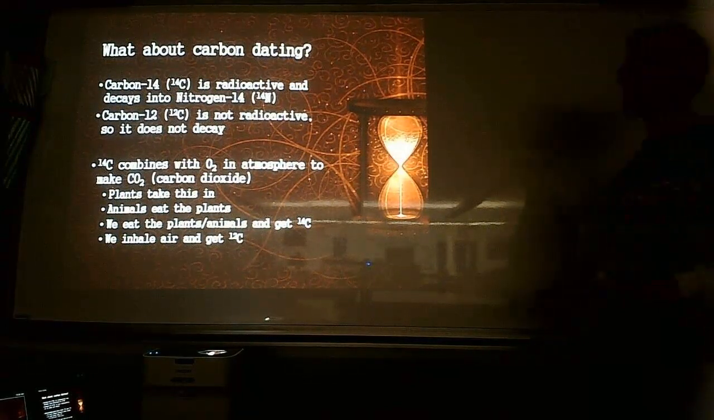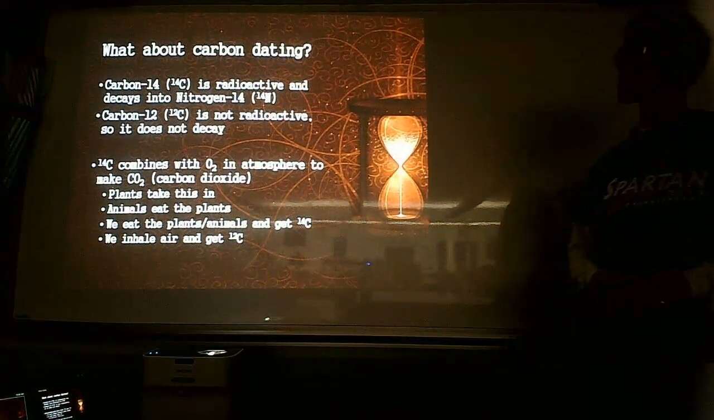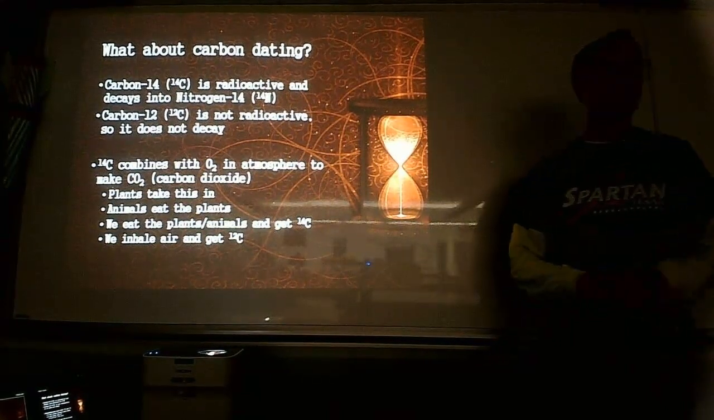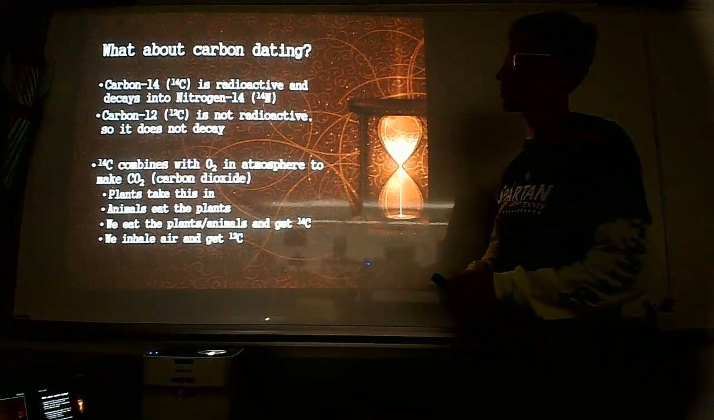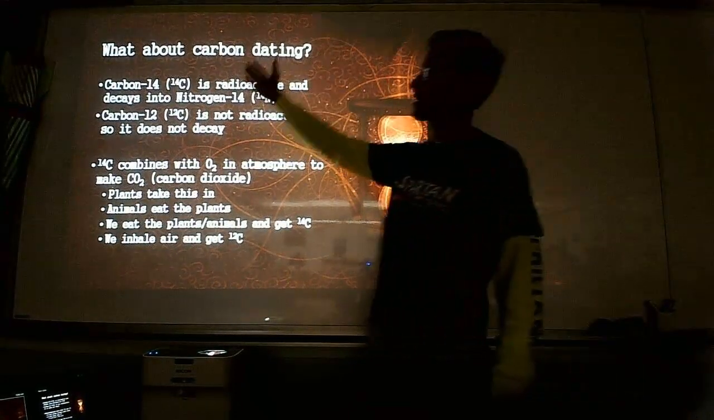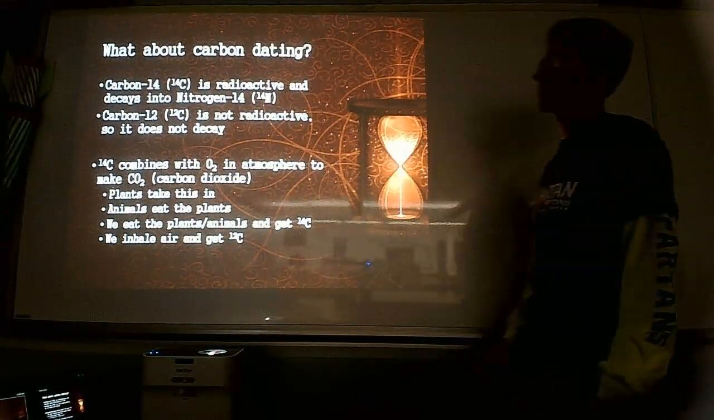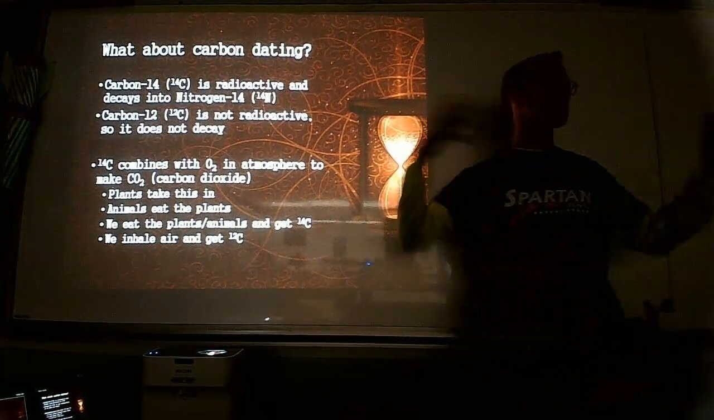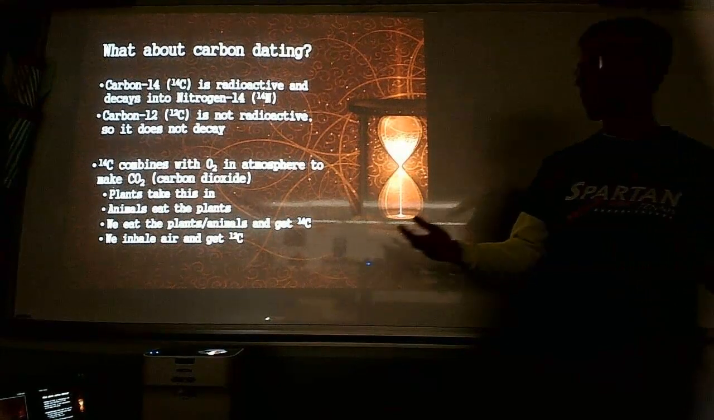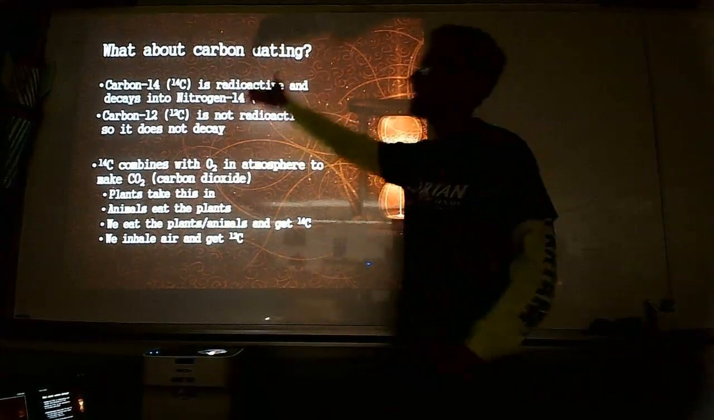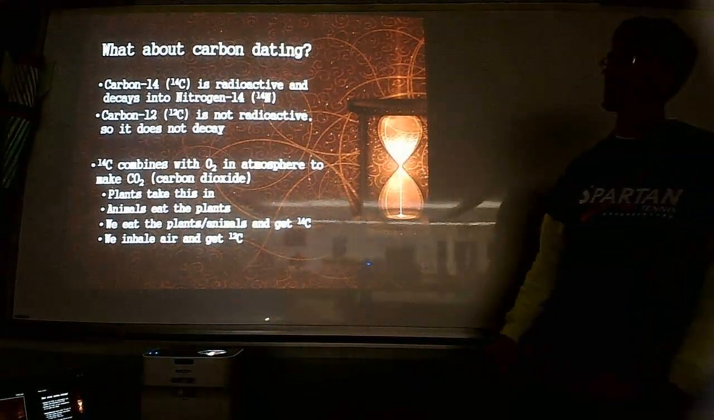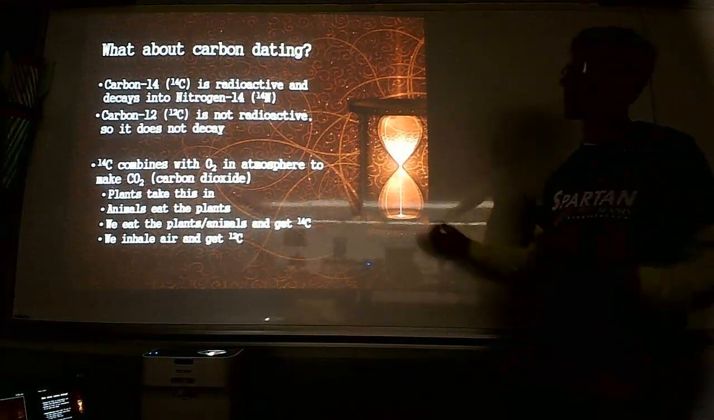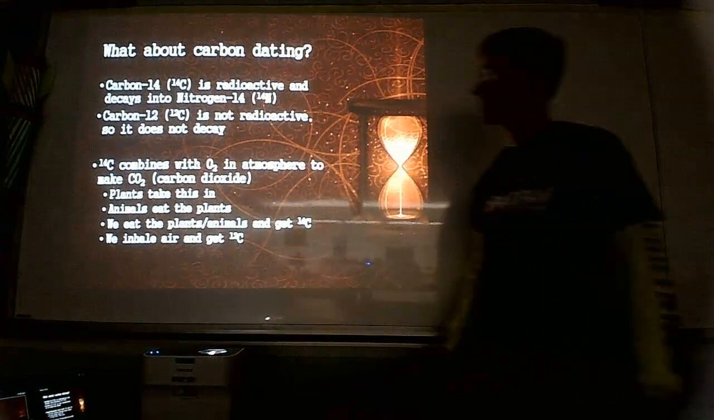So, carbon dating is fun. Carbon-14 is radioactive. Carbon comes in two versions that we're really familiar with here on Earth, carbon-14 and carbon-12. Carbon-12 is not radioactive. It doesn't decay. It doesn't change. It stays consistent over all time. But carbon-14 is its radioactive cousin. Because it's radioactive, it decays into something that isn't radioactive, and that's nitrogen-14.